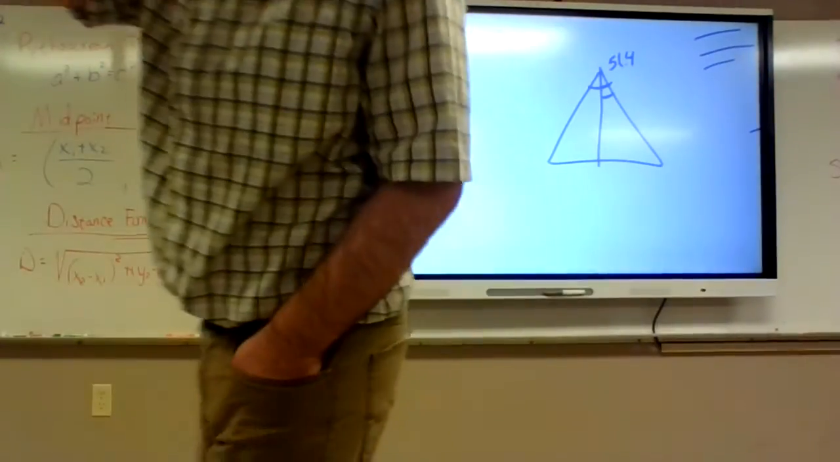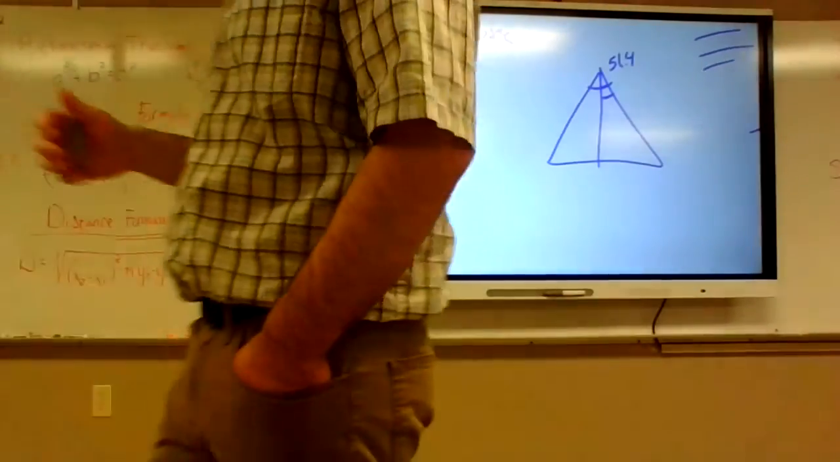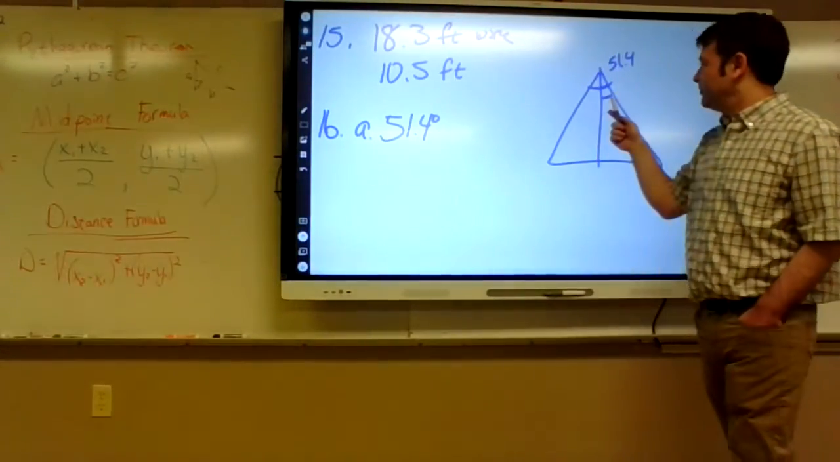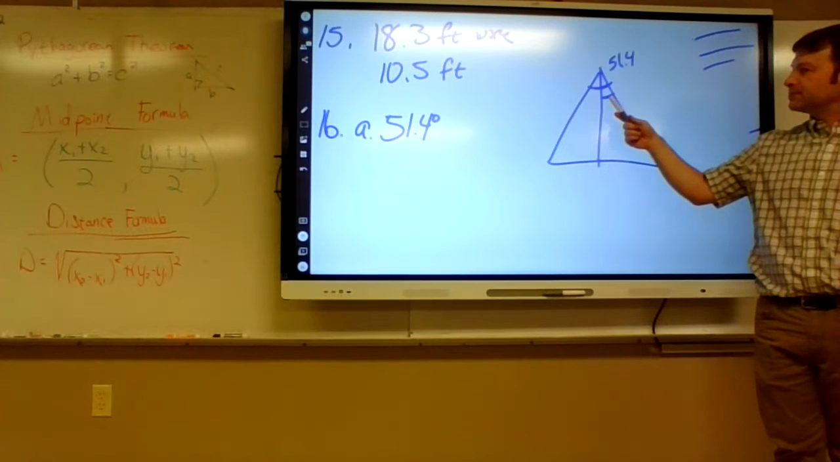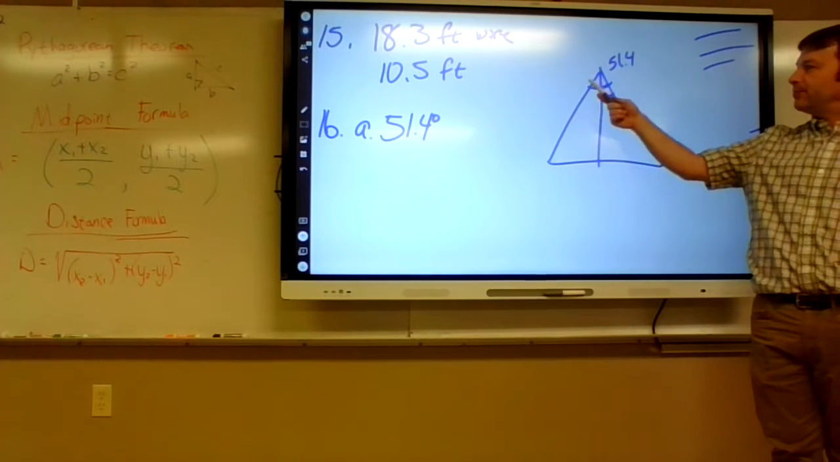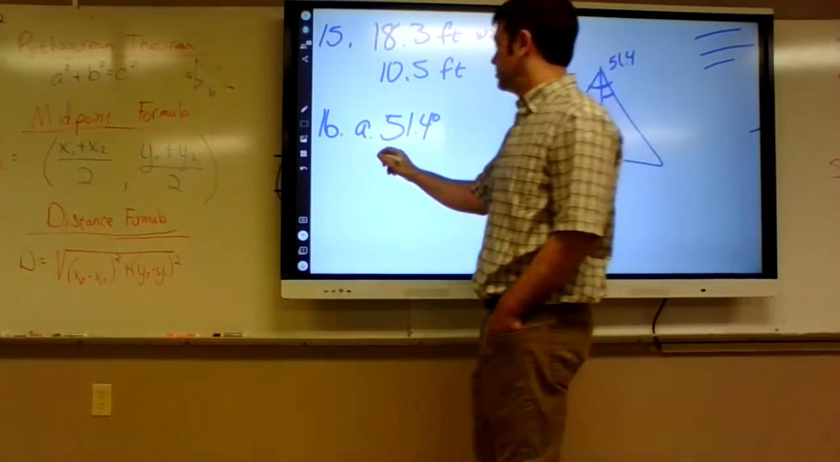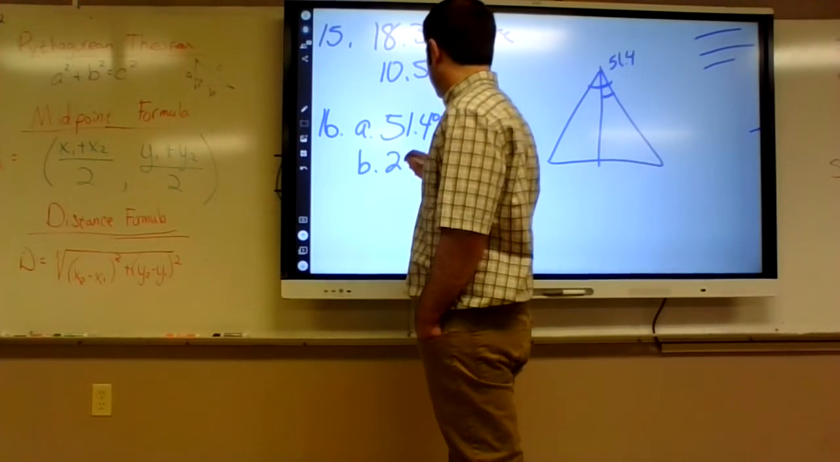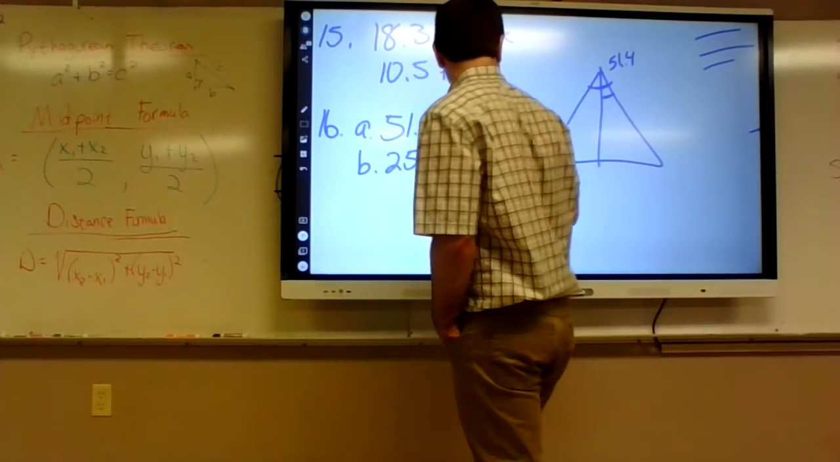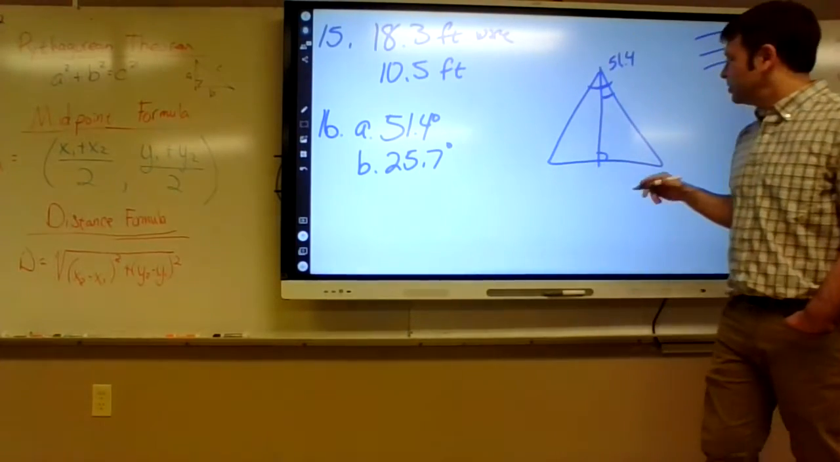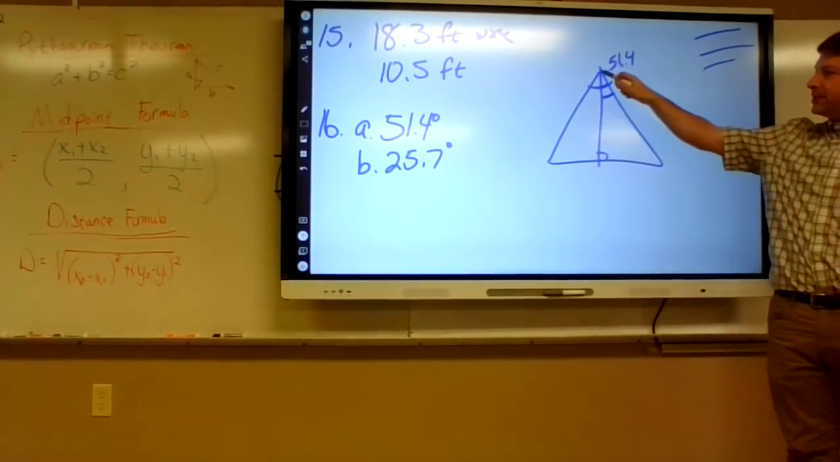How do we find the little angle right here? It's half of the bigger angle. So 51.4 divided by 2 is 25.7. What is this line right here called?